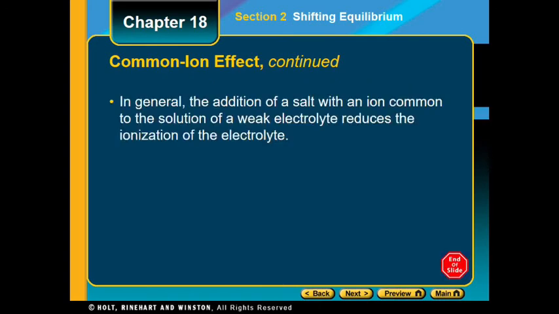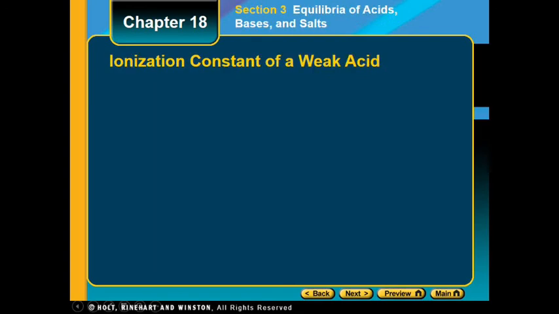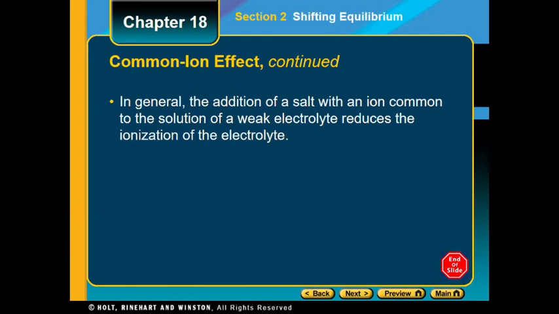So in general, the addition of a salt. The salt in the previous example was the sodium acetate. And the addition of a salt with an ion common to the solution of a weak electrolyte reduces the ionization of the electrolyte. That is the end of section 2.